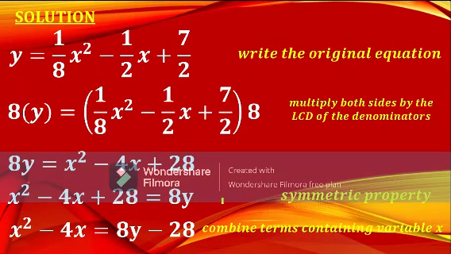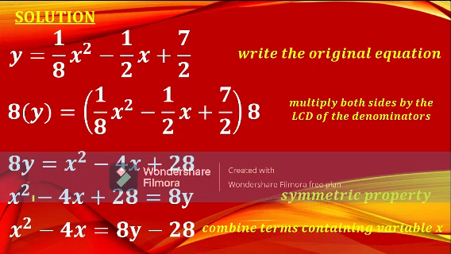So we already have the solution. Since we came up with this already, this is the original equation given, then we multiply both sides by the LCD of the denominators. We come up with this one after multiplying both sides by the LCD of the denominators. Then we come up with the symmetric property or the general form. We came up with the general form a while ago, and this time we will go back to the standard form later on.